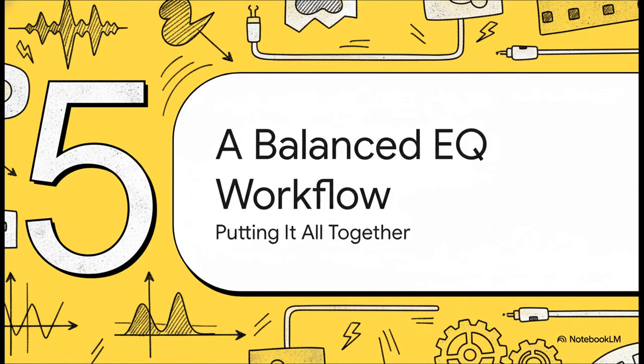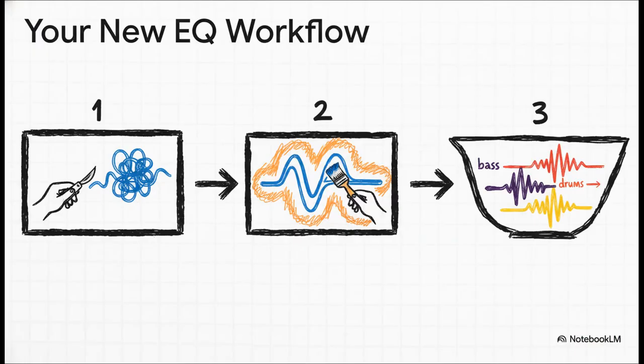So we have these two big ideas, correction and creation. The final step is putting them together into a simple workflow that you can use on every single mix to get great results. It's a super simple 3-step process. Number 1, correct first. Clean up all the mud and harshness with subtractive EQ. Get that clean canvas. Number 2, enhance second. Now you can use those creative boosts to add the punch and aggression.